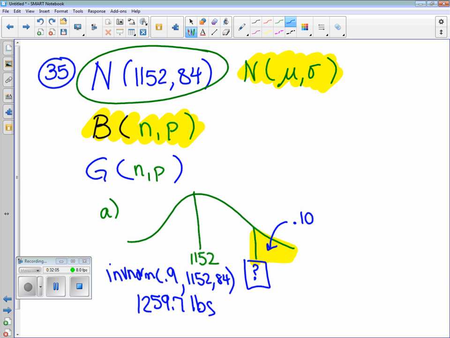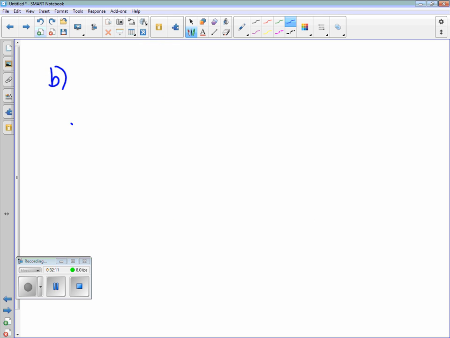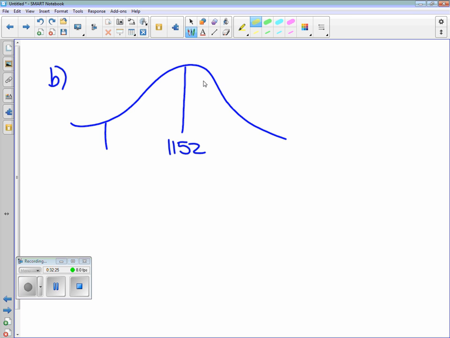Let's try it for the other one. Part B says the lowest 20%. So again, I'm drawing my picture. I keep forgetting the mean, 1,152. I need new glasses so bad. And we want the lowest, what percentage was it? 20, thank you. So the lowest 20.